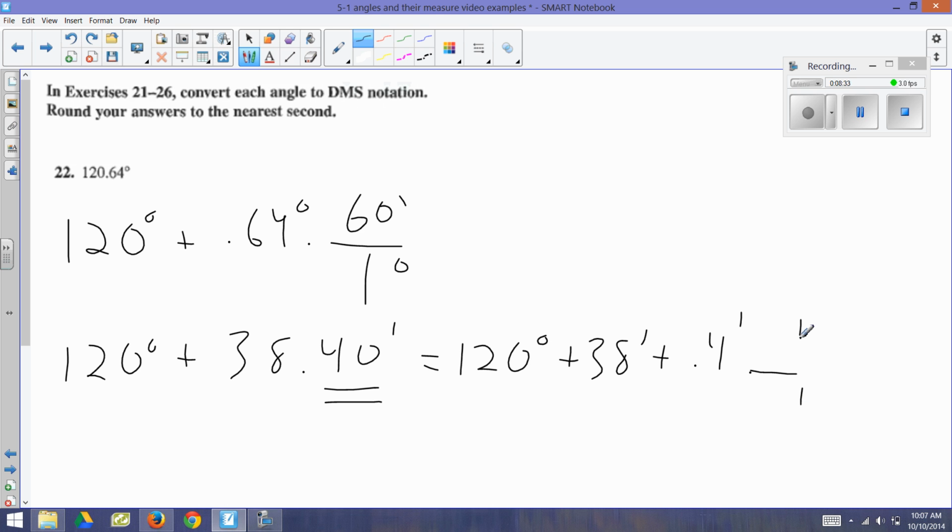Minutes on the bottom, seconds on the top. 1 minute is 60 seconds. Put that in your calculator, 60 times the 0.4, and you will get 24, or without a calculator, you could probably do that math pretty easily. So now I have 120 degrees, 38 minutes, and 0.4 times 60. 4 times 6 is 24, so it's 24 seconds.